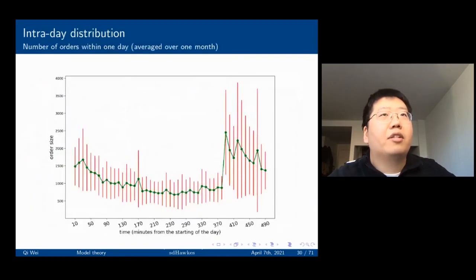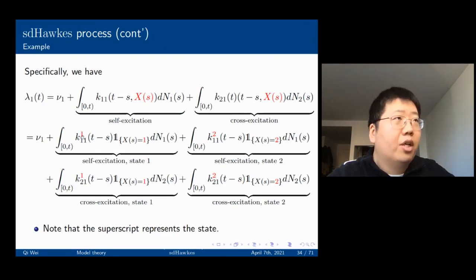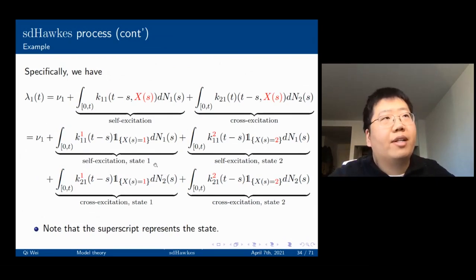I think the example here will be very clear, so I jump a little bit. When I decompose this term from here to here, you can see I put the state in the superscript. So 1 means the current state is 1, and 2 means the current state is 2. This tells us the self-excitation at state 1, and this is the self-excitation for state 2. The main difference between this model and the previous Hawkes model is that for each excitation term, you need to multiply by the dimension of the state space. Before, you remember, we only had two terms.